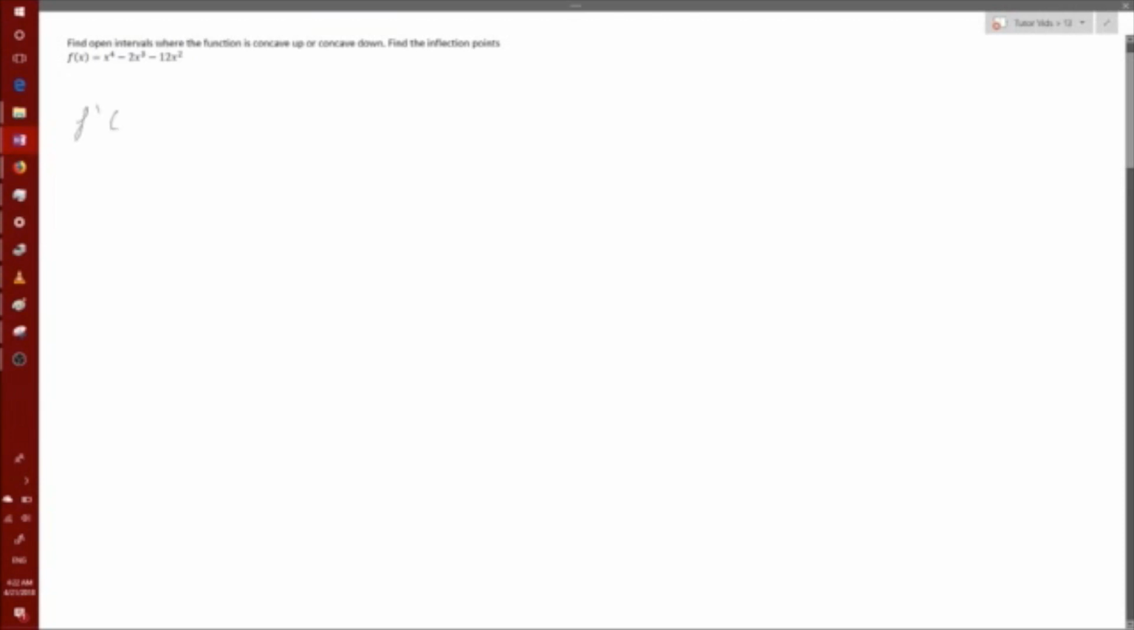So f prime of x would be equal to 4x cubed minus 6x squared minus 24x. Then let's take the second derivative. This is 12x squared minus 12x minus 24. And then let's set this second derivative to 0 and solve for x.